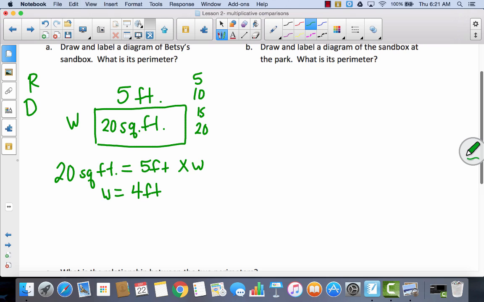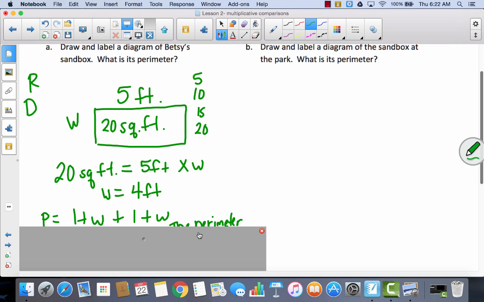But it doesn't ask what is the width. It asks what is the perimeter. So now I've got to find the perimeter. So remember, perimeter is length plus width plus length plus width. I'd like for you to pause the video and see if you can figure out the perimeter of Betsy's sandbox all by yourself.